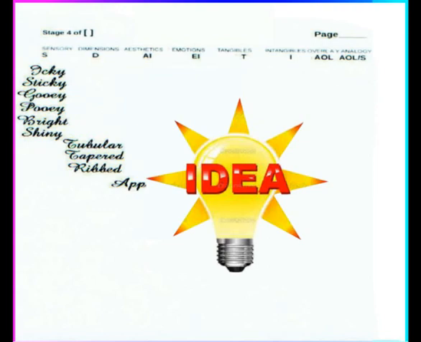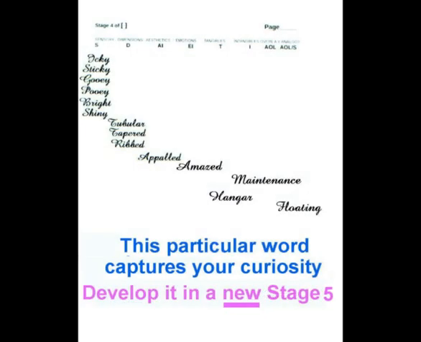When we finished Stage 4, there were words that captured our curiosity. They created as many questions in our mind as they answered. In Stage 5, we'll develop these words into new words by shifting these curious words into new associations with a couple of tricks.